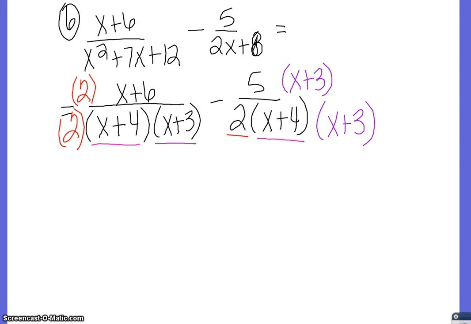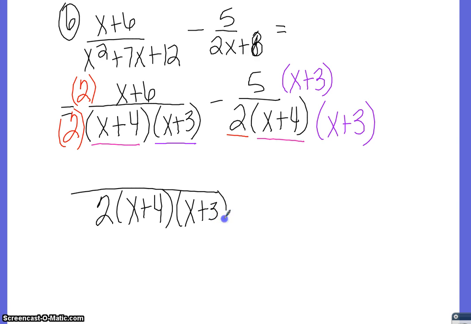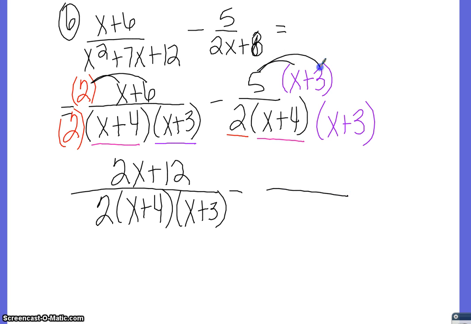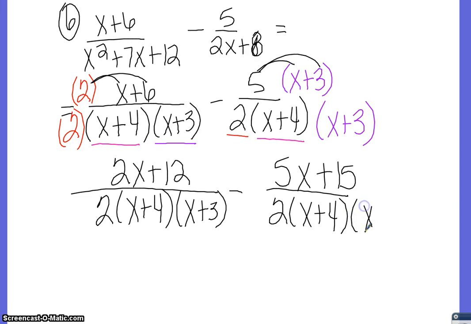Okay, so again, we're going to leave our denominator the same, and we'll go back and factor it at the end. So here, my common denominator is going to be 2 times (x plus 4) times (x plus 3). And I'm going to distribute the 2 in this numerator. So I have 2x plus 12. Then I have minus, I'm going to distribute the 5 up top. So I have 5x plus 15. And again, leaving my denominator unfactored.